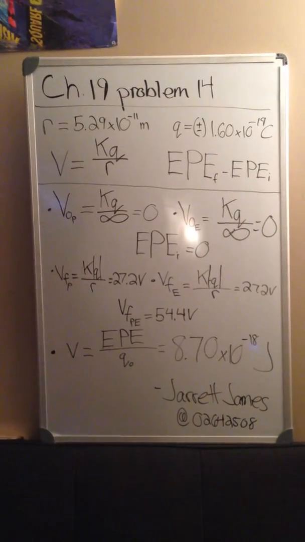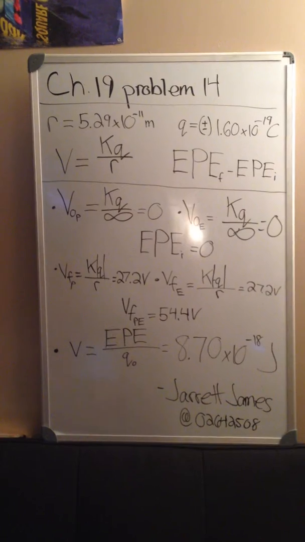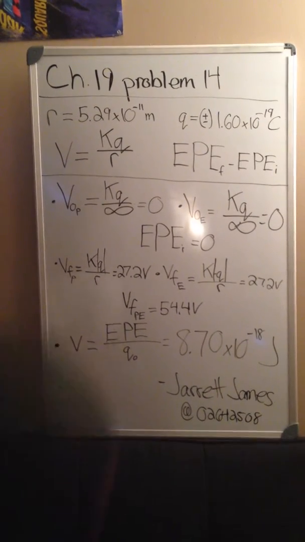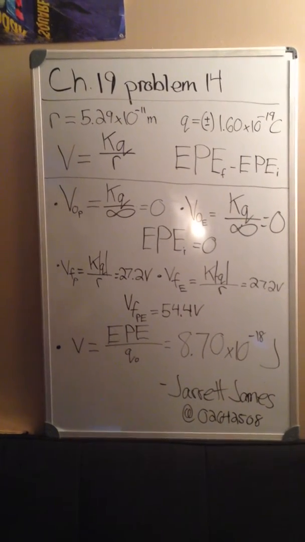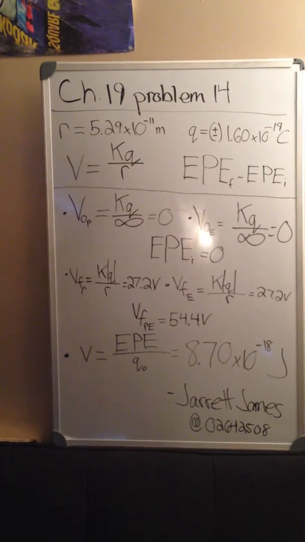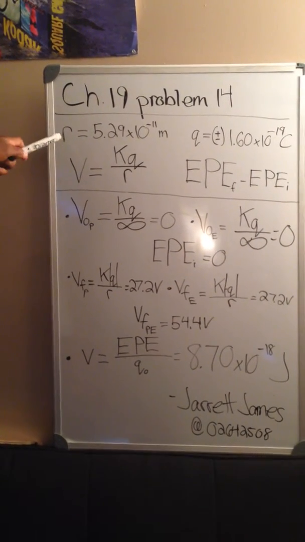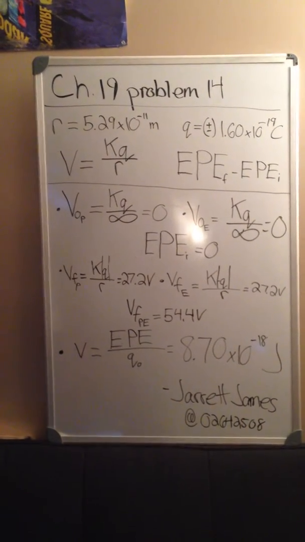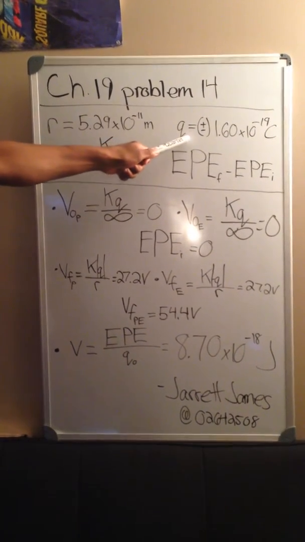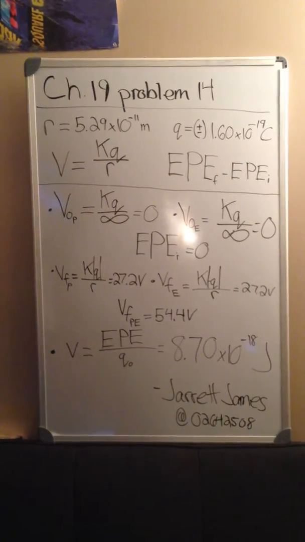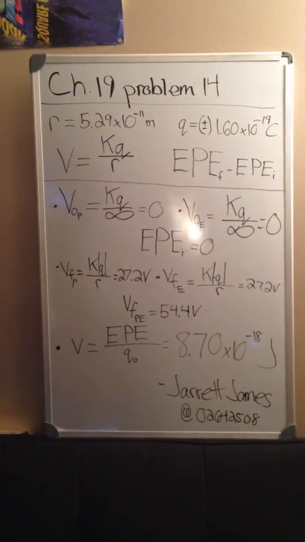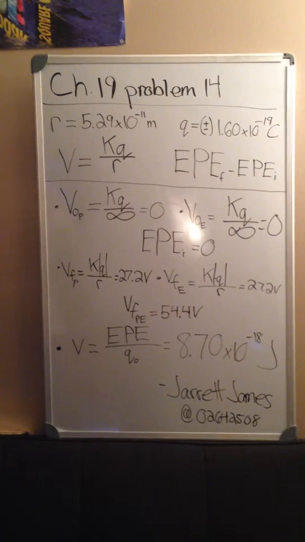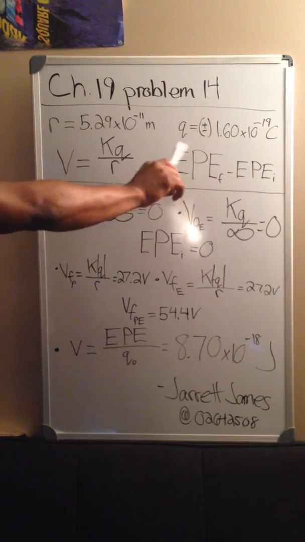potential energy? So, to solve the problem, I first wrote down what was given in the equation. Here you have the distance between the two, or the radius of the orbit for the electron and the proton. There you have the respective charges of the electron and the proton, and here you have the necessary equation that we used in this problem, and here you have ultimately what we're solving for.